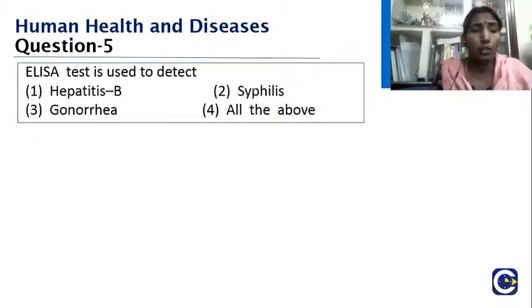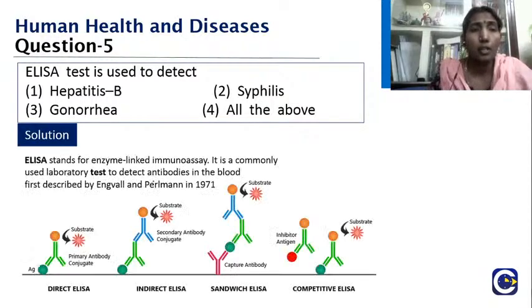So what is the test that it can do? You know that it's for AIDS because we saw it in one of the matches. Whether it is used for all these, what should be your answer? Somebody has given the answer all of the above. No, see, it was first described by Engvall and Perlmann in 1971. There are many types of ELISA: direct, indirect, sandwich type, or competitive ELISA. It stands for enzyme linked immunosorbent assay test.